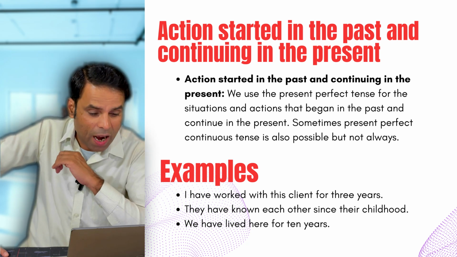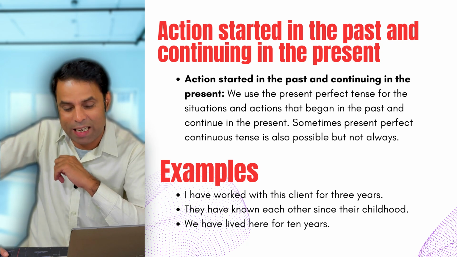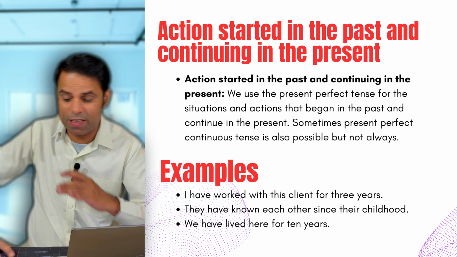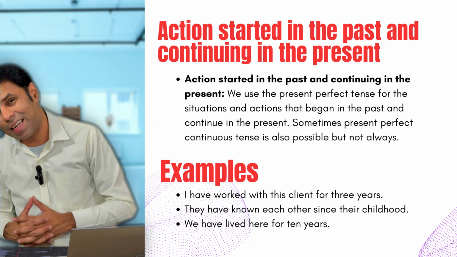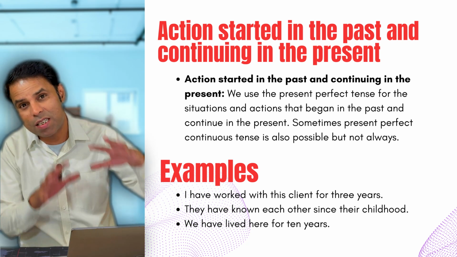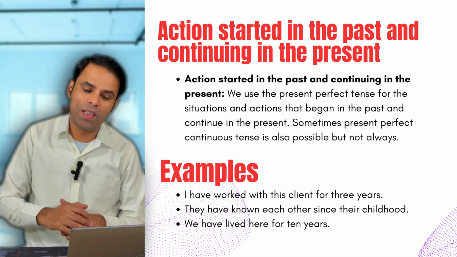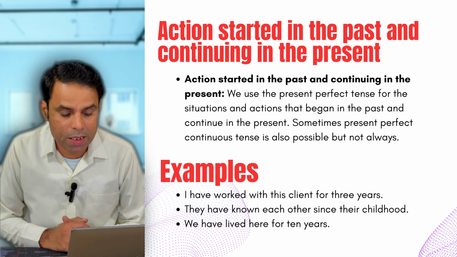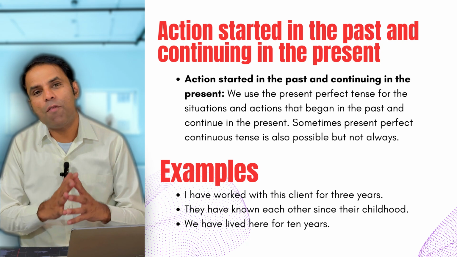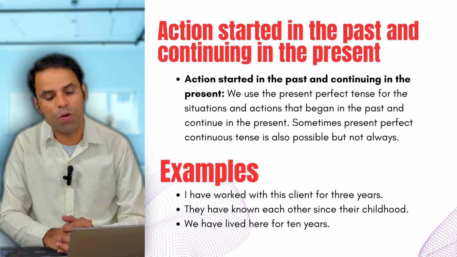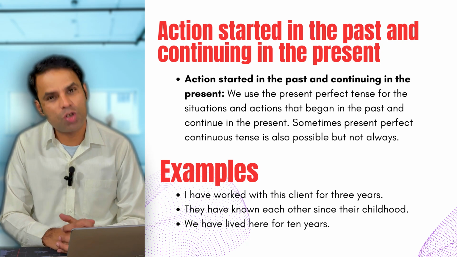So, for example, I have worked with this client for 3 years. That means I started working with this client 3 years ago, and I'm still working. So I have worked with this client for 3 years. Next example, they have known each other since their childhood.